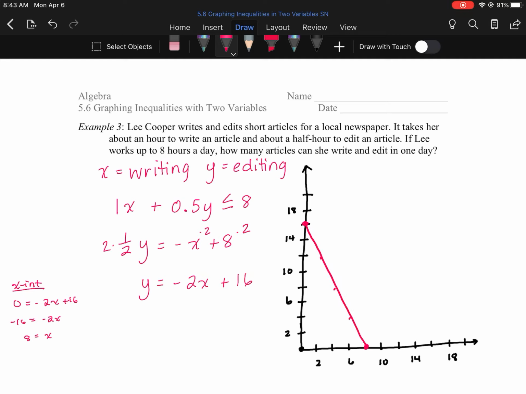All right, we do have a solid line here, so I'm going to go ahead and connect that with a solid line. And now we just need to say, okay, where should I shade this? So substituting it back in to the original, 1 times 0 plus 0.5 times 0 less than or equal to 8. 0 plus 0, 0. 0 is less than or equal to 8, so that's true. So we would shade everything below this.